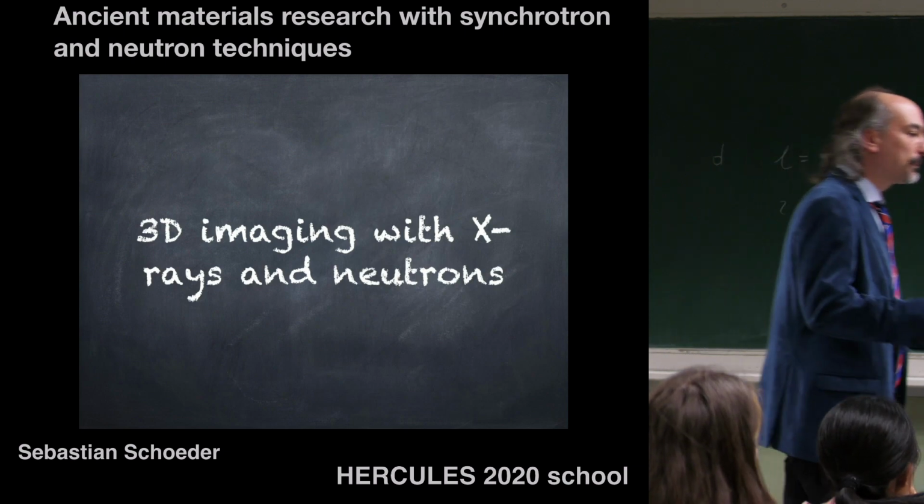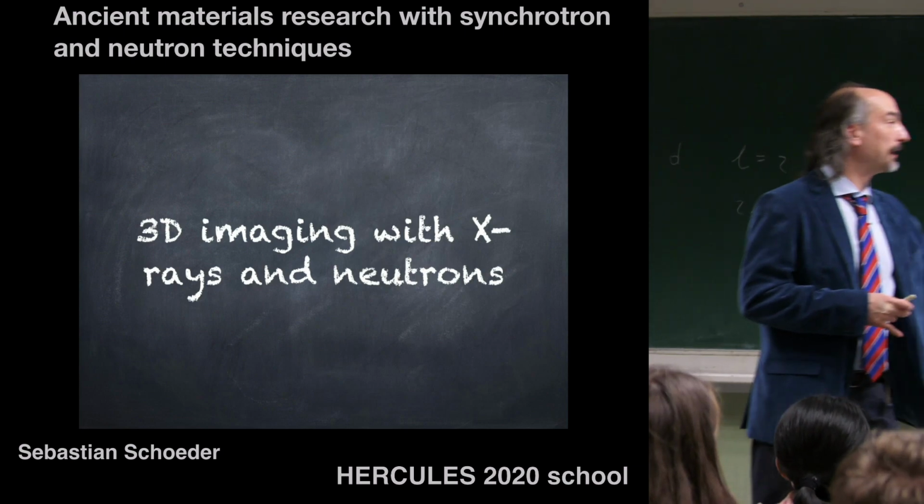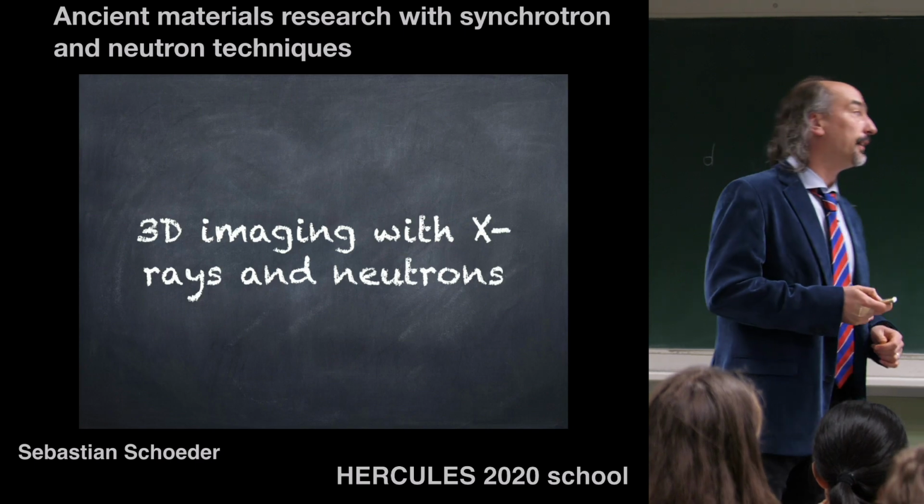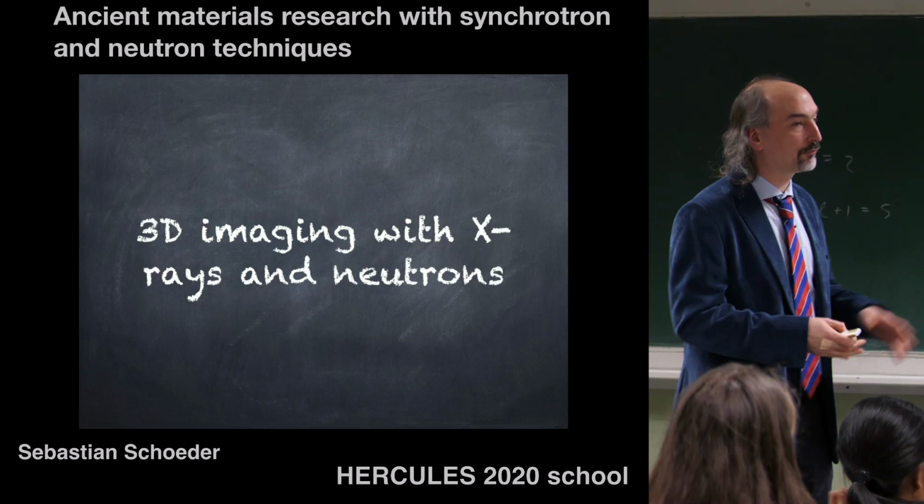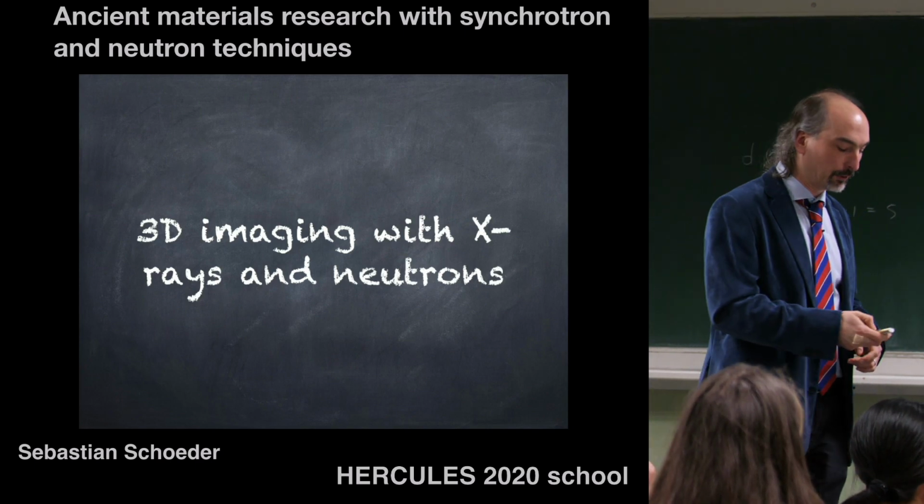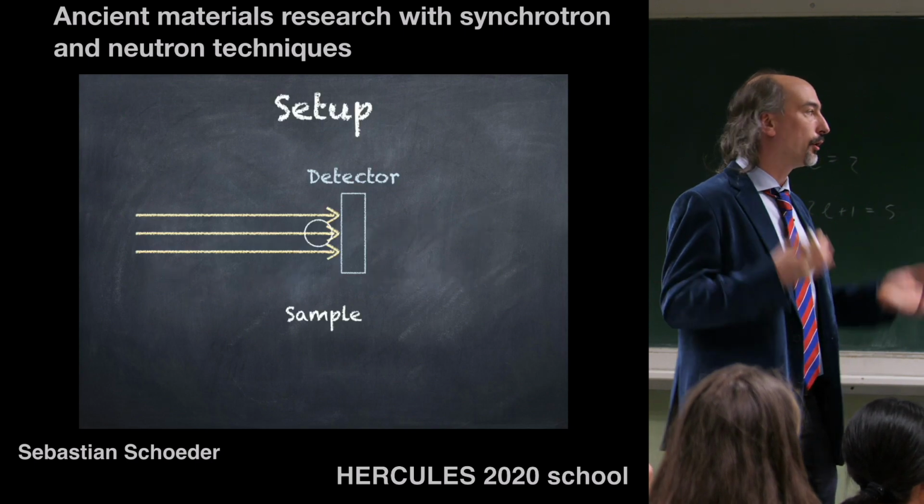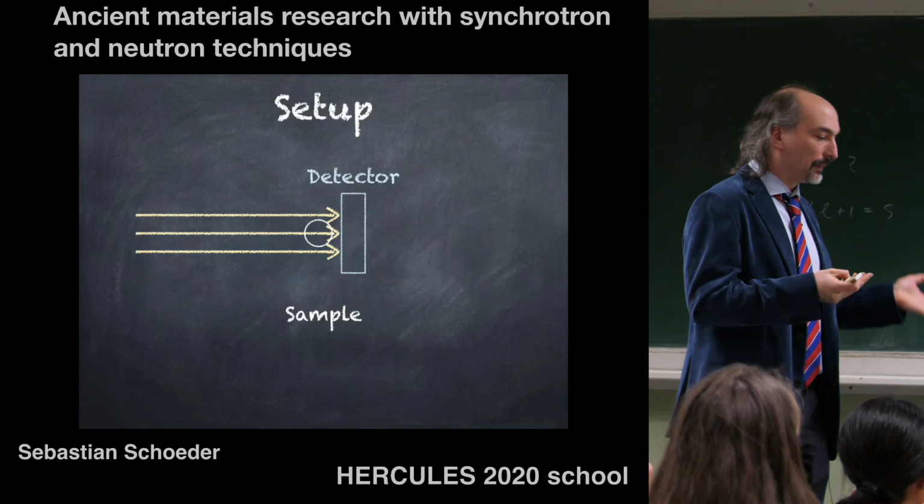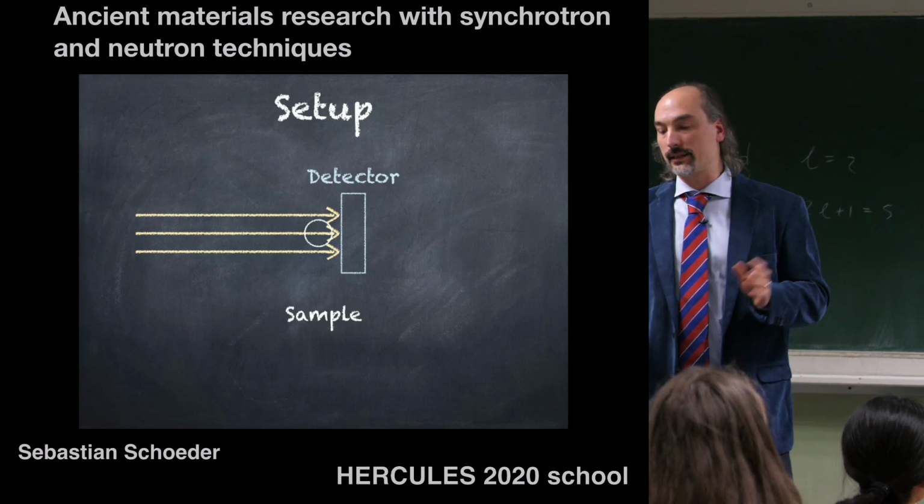Okay, so the last part of our talk, we're going to look at 3D imaging techniques. There are different ways of doing 3D imaging. For us, basically, it's just one that is really important, that is really commonly done, and it is computed microtomography. This works really similar for X-rays and for neutrons.